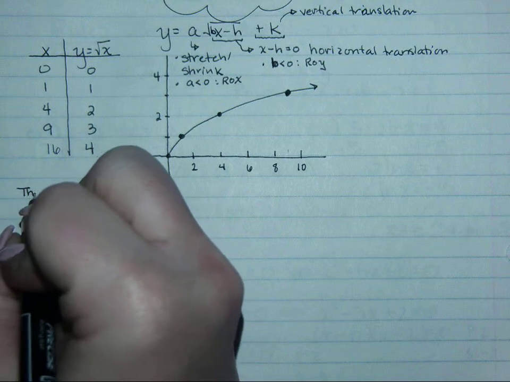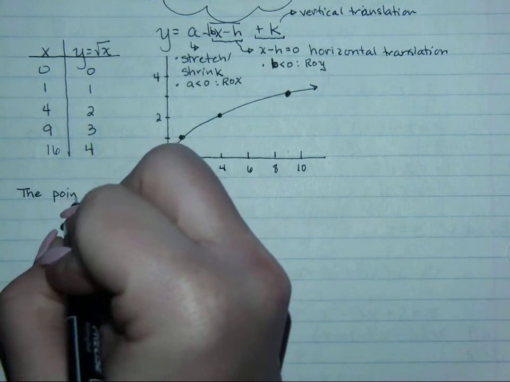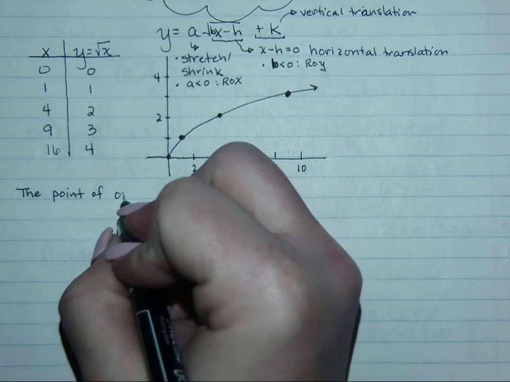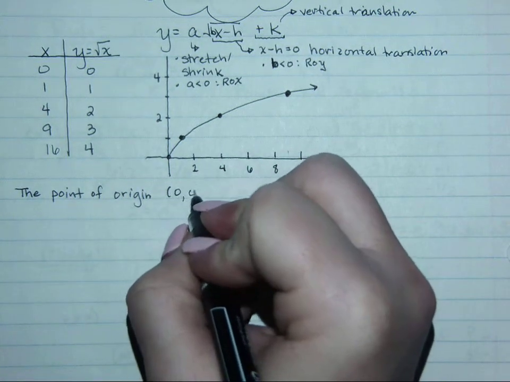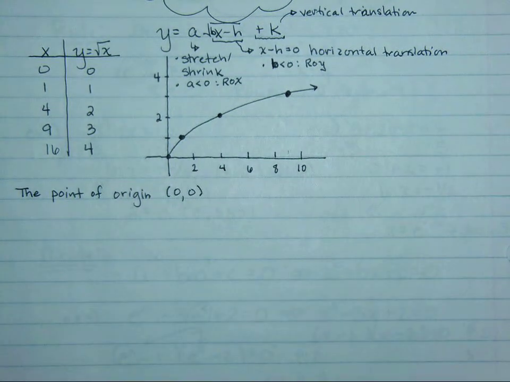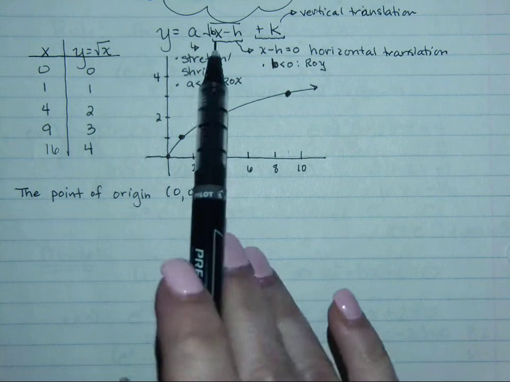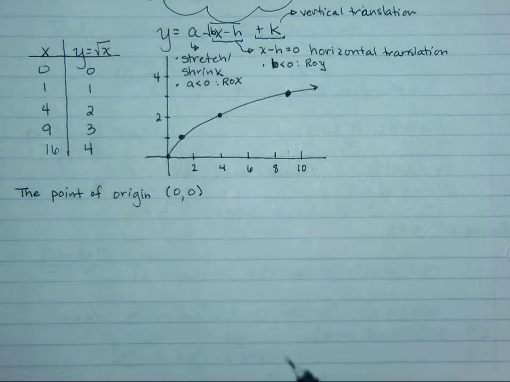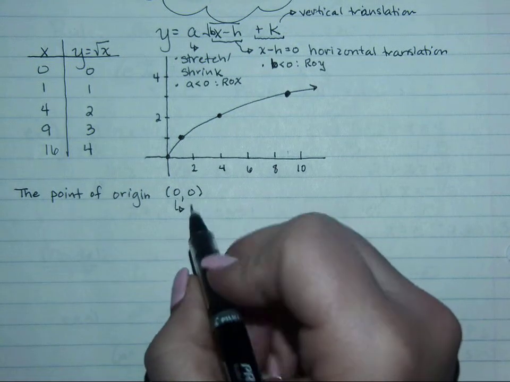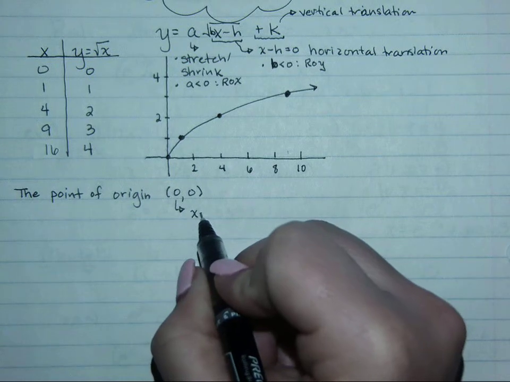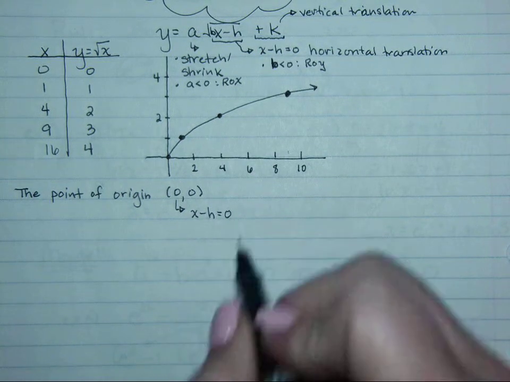So a little characteristic that we need to remember other than that would be, how do you find the point of origin? All right. So the point of origin in your parent graph always starts off with 0, 0, and that's your coordinate. However, when you try to change this, so we have more going on now, this x value is going to change to be whatever happens when your x minus h is set equal to 0.